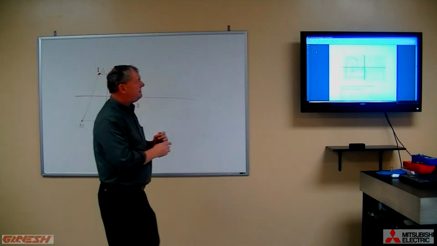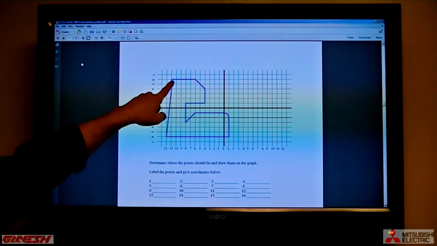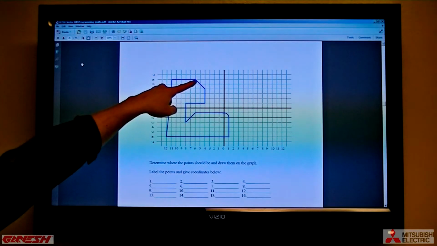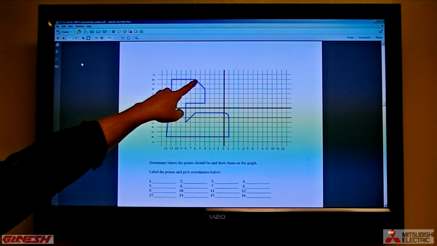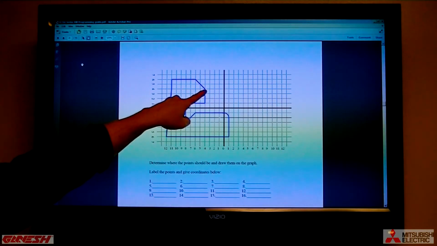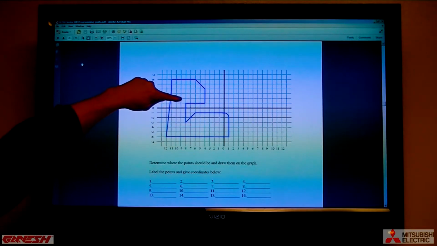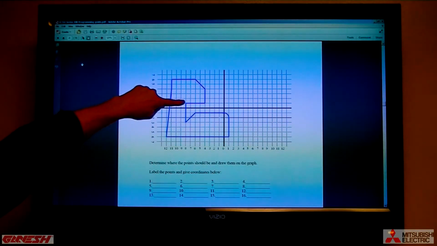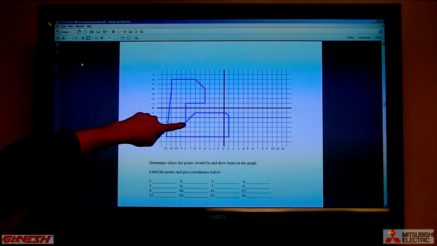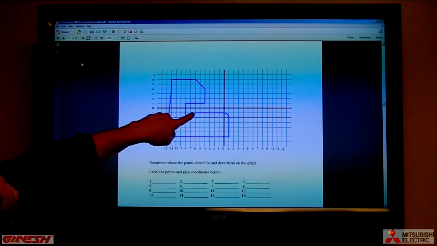So based on my sample here, point 1 lives right here. That would be x minus 11, y plus 6. My next point is right here, which would be at x minus 6, y 6. Next point here is at x minus 4, y 4. This point is at x minus 4, y 1. This point is at x minus 8, y 1. This point is at x minus 8, y minus 3. This point is at x minus 6, y minus 1.